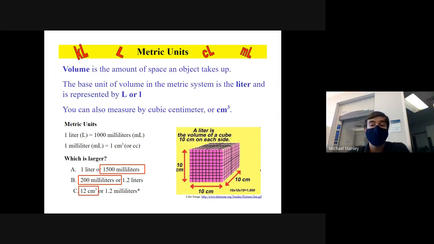All right. Anybody have any other questions so far? Anything about grams, meters, or liters that you're still a little bit confused about?